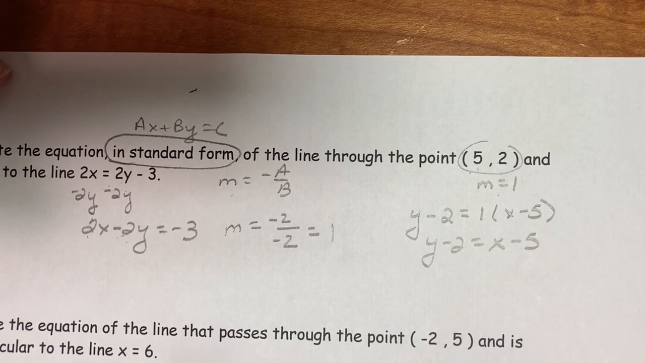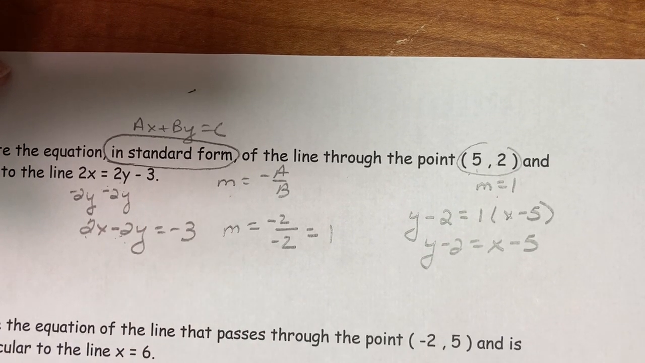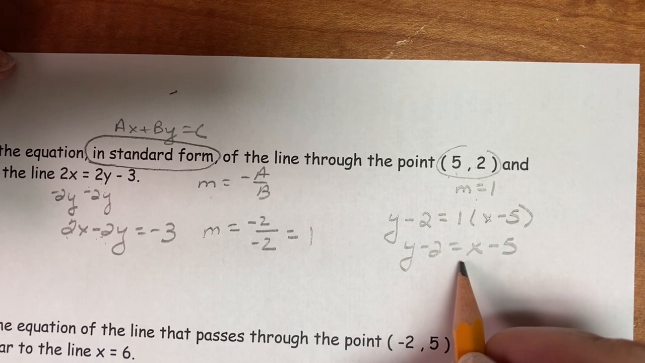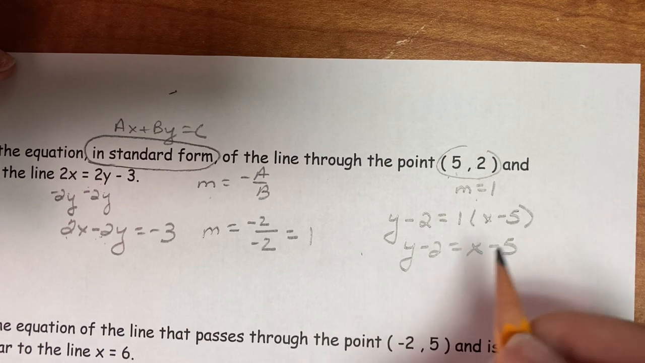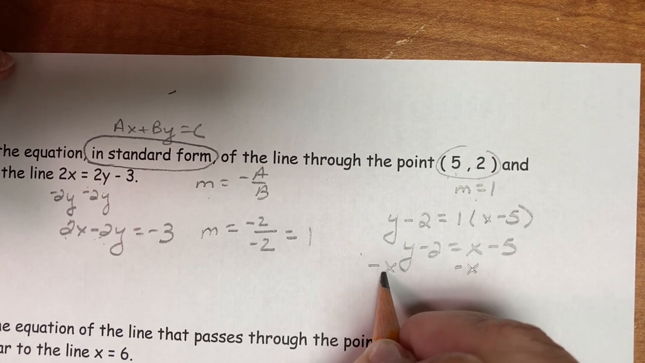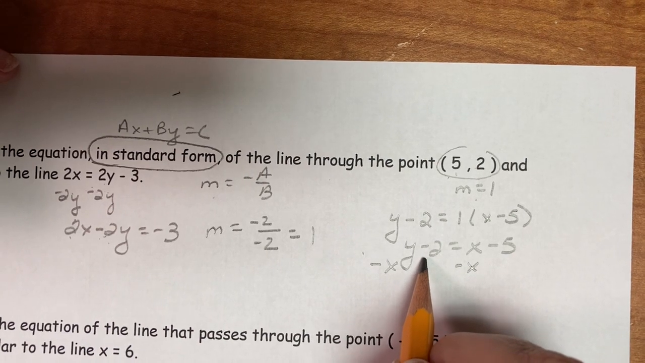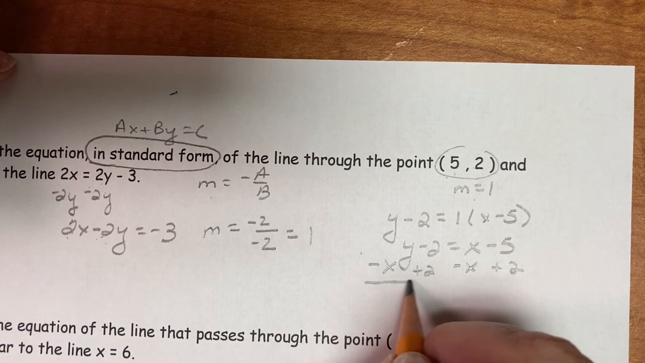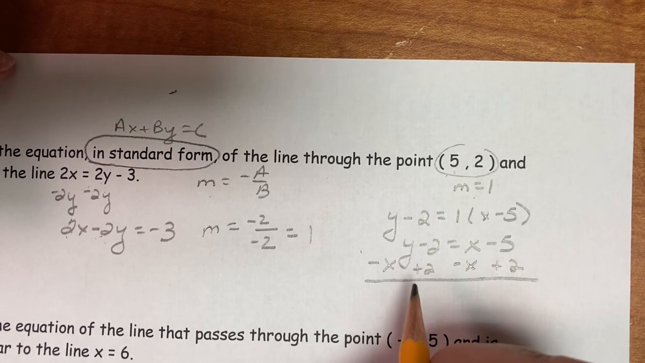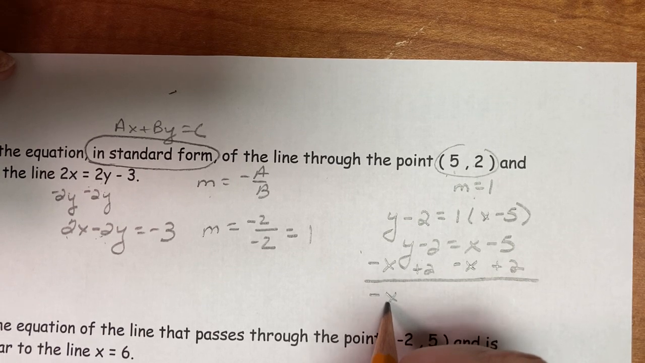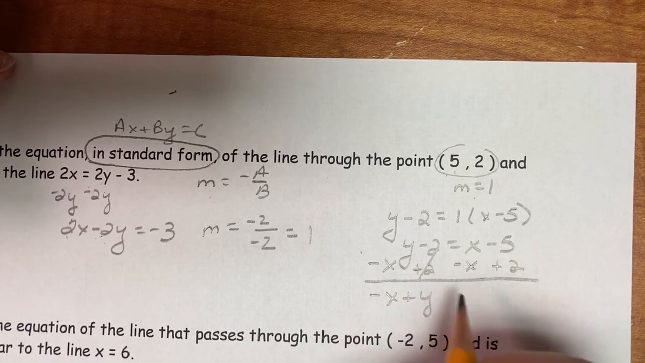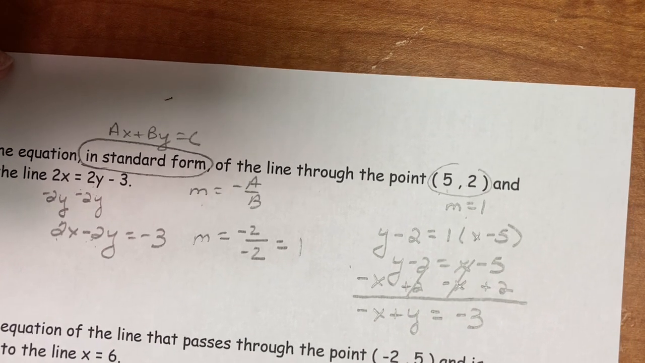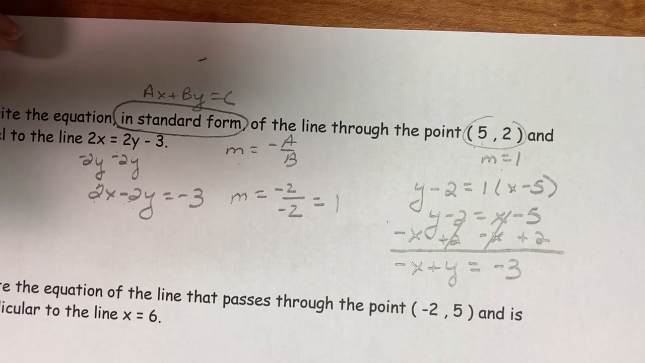So now, again, we want standard form. Now that means we want the x and the y on one side. So do you see that means I'm going to want this x over here with the y. So I'm going to subtract x from both sides of my equal sign. And then I don't want this minus 2 here, so I'm going to add 2. So I'm just moving things around a little bit. So that's going to give me negative x plus y, the 2's are gone, equals, the x's are gone, negative 3. So this is almost in standard form.